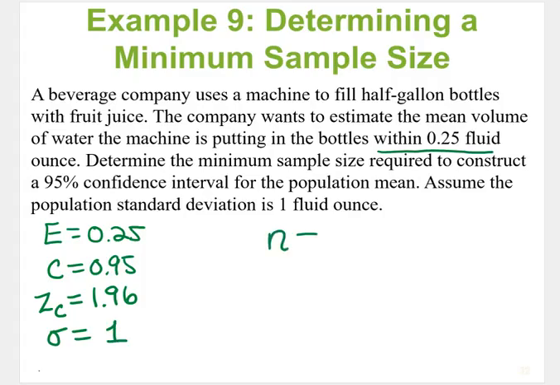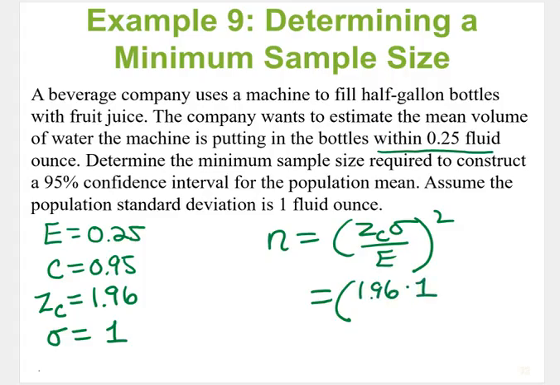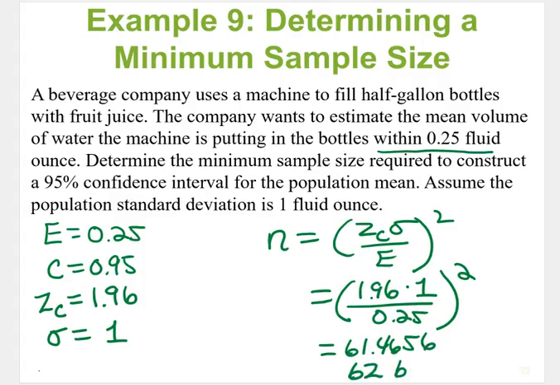All right, so I'm going to write down my formula. I'm going to plug everything in. So 1.96 times my sigma divided by my error, which is 0.25, and then square everything. And that turns out to be 61.4656. So I would need to sample 62 bottles. A lot of people say, wouldn't you round it down to 61? No, I need that 0.46 of a bottle, so that means I need a whole other bottle. So make sure you're always rounding up, no matter what that decimal is.